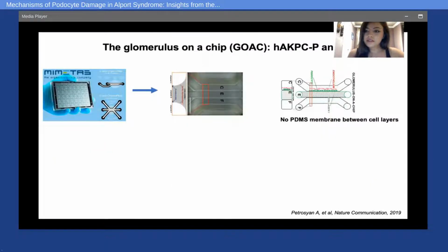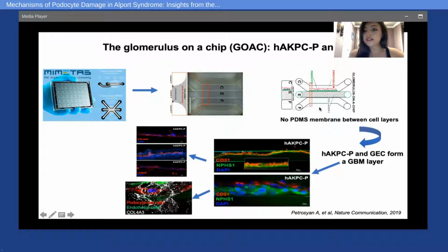So now that we have our cells, we proceeded to placing them on the chip. The way we do this is we take the three-lane system. We initially seed collagen in channel E, and then we proceed to seeding the podocytes, and after 24 hours, seeding the glomeruloendothelial cells. And as I said, there is no membrane between them. And then we allow them to interact. And after 3 days to a week, we see that they align nicely, they are separated.